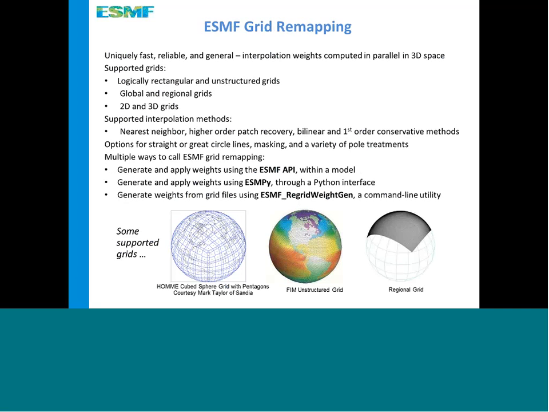ESMF grid remapping is perhaps the most popular utility that ESMF has, both used within the framework and used as a separate package. So it's, I think, uniquely fast, reliable in general. The interpolation weights are computed in parallel in 3D space. Both logically rectangular and unstructured grids are supported, global and regional grids, 2 and 3D grids, many interpolation methods, even options for straight or great circle lines between points, masking, and a variety of fold treatments.